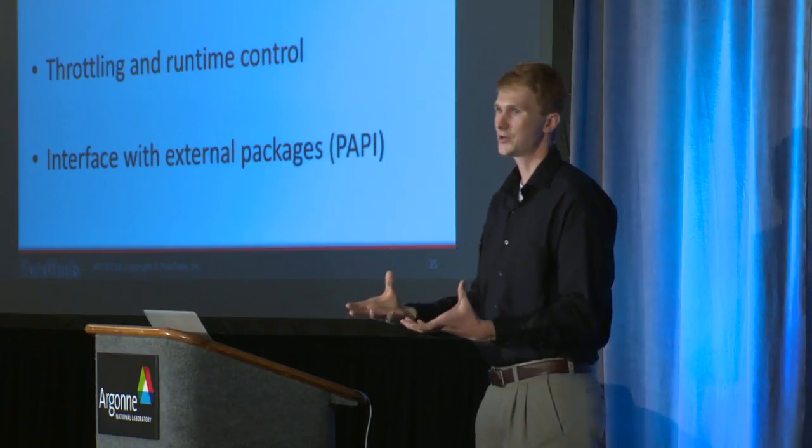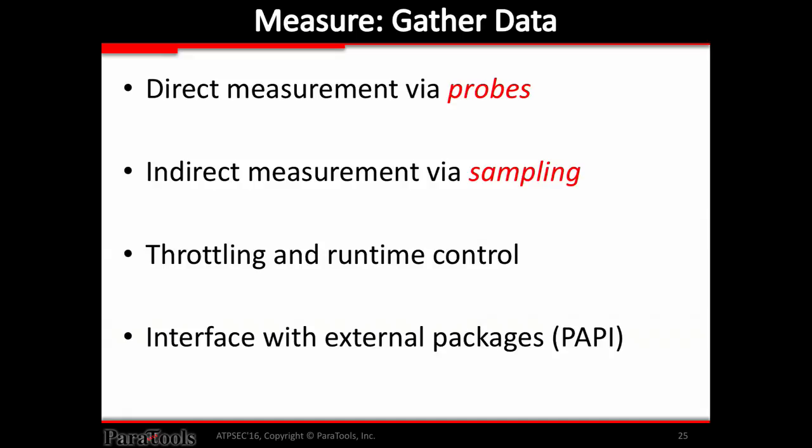Once you've added the hooks into your code, or you figured out that you want to use measurement via sampling and you don't want any hooks, run your code and you'll get your data. That's all it does, right? You just run your code, you get your data.